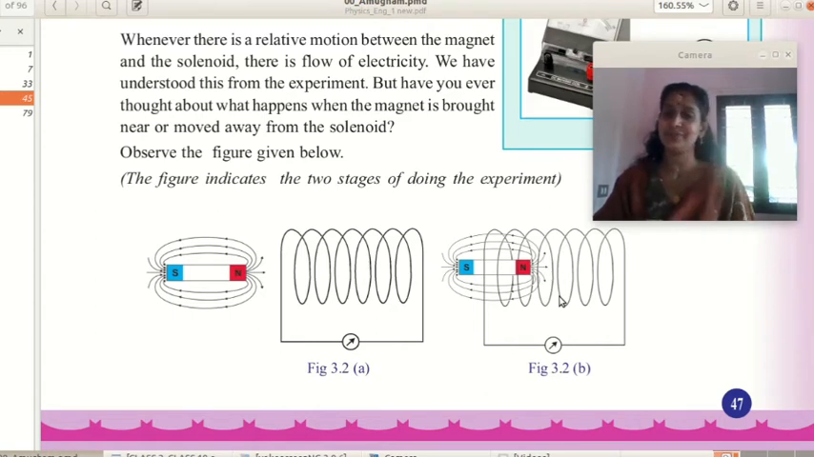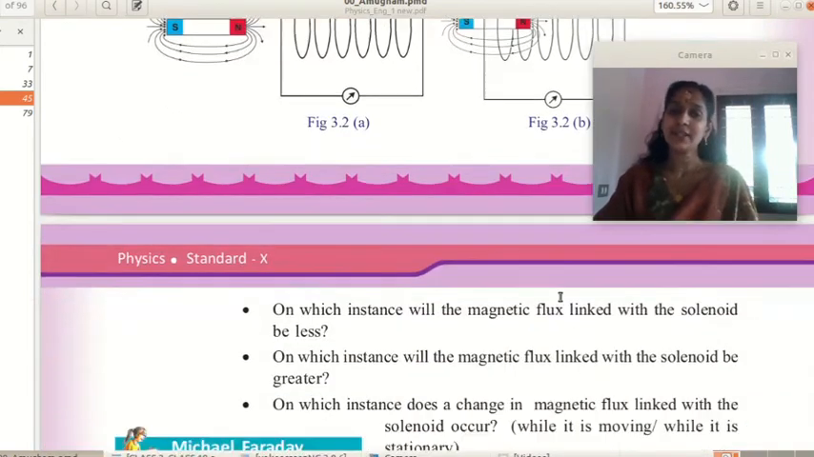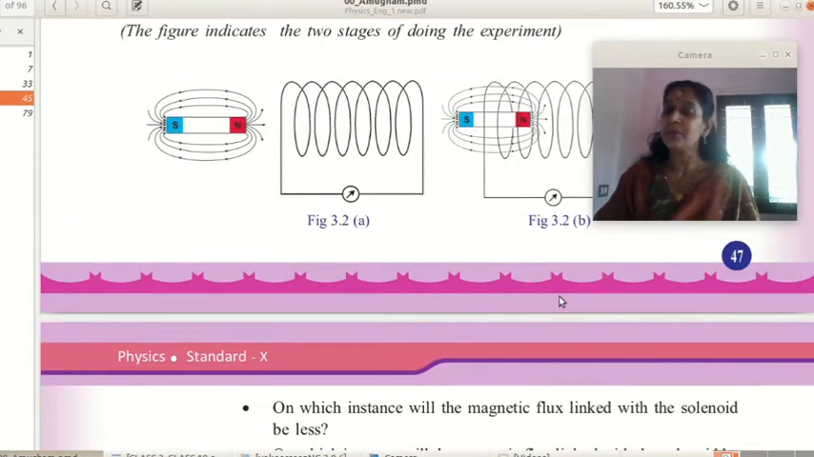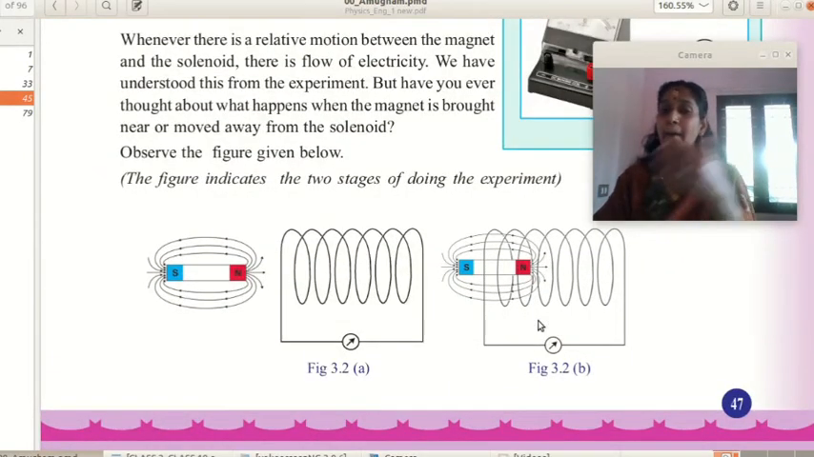Don't forget about it. So, the magnet is moving into the solenoid. Then what happens? Deflection increases. That is, when the magnet is moving towards the solenoid, deflection of the galvanometer increases. Isn't it? Next. So, in figure 2, the magnet is approaching. The magnet is moving into the solenoid. It is moving. So, there will be deflection. The galvanometer shows deflection.